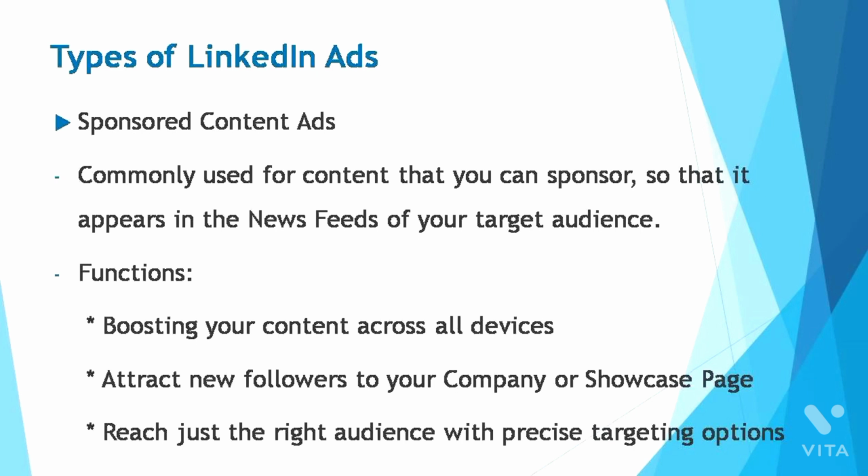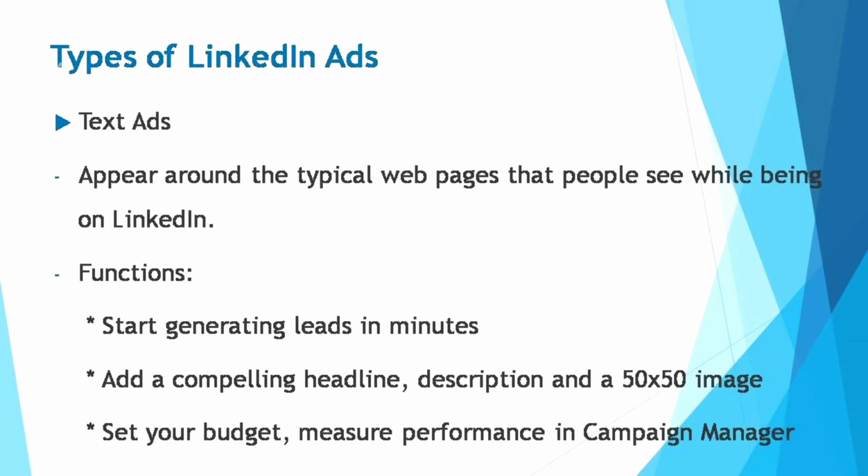On the other hand, text ads appear around the typical web pages that people see while being on LinkedIn. They're similar text advertisement banners to what you would spot on your Facebook page, YouTube, or any other common websites. Text ads are extremely widely used as it can start generating leads within minutes. It is simple to use as you only need to add a compelling headline, description, and a 50 by 50 pixel image. You get to set your advertisement budget according to your preference, and you can measure your ads performance in Campaign Manager. So, how do you create your LinkedIn ads?